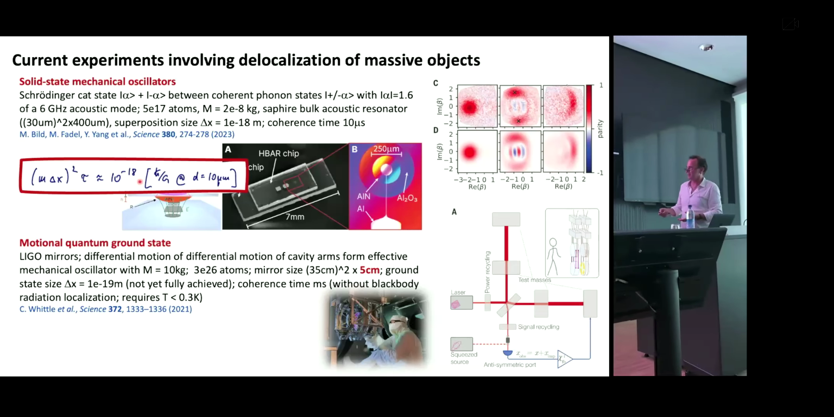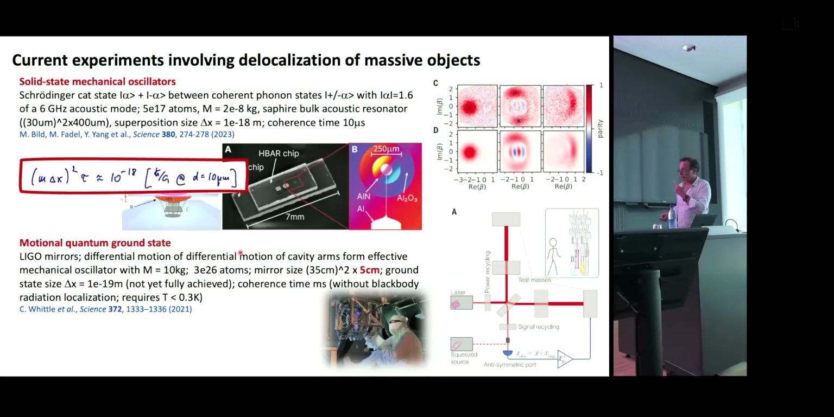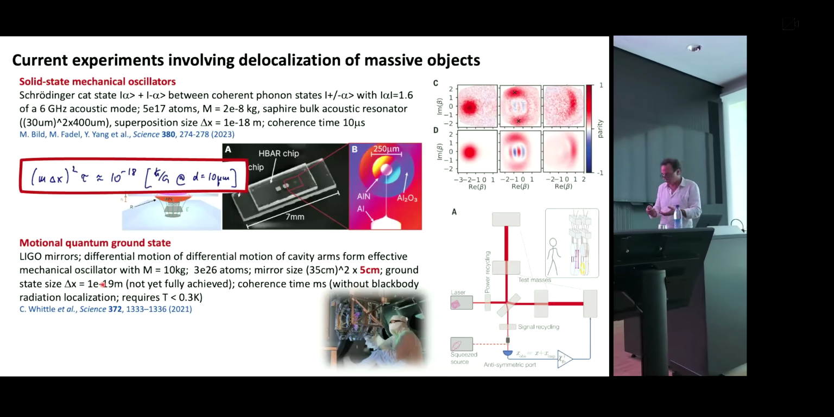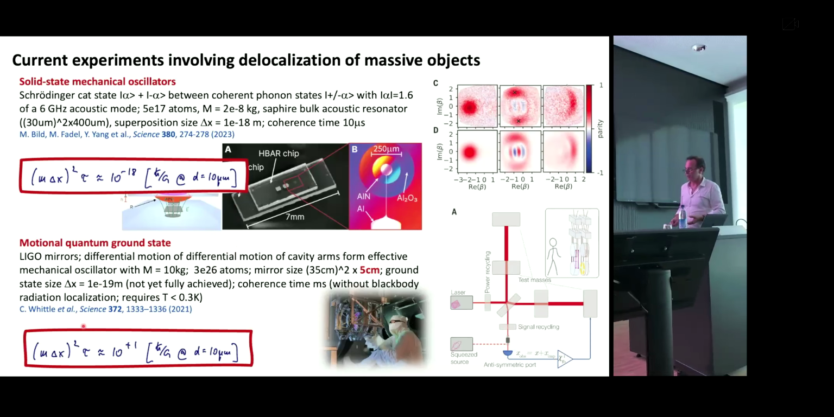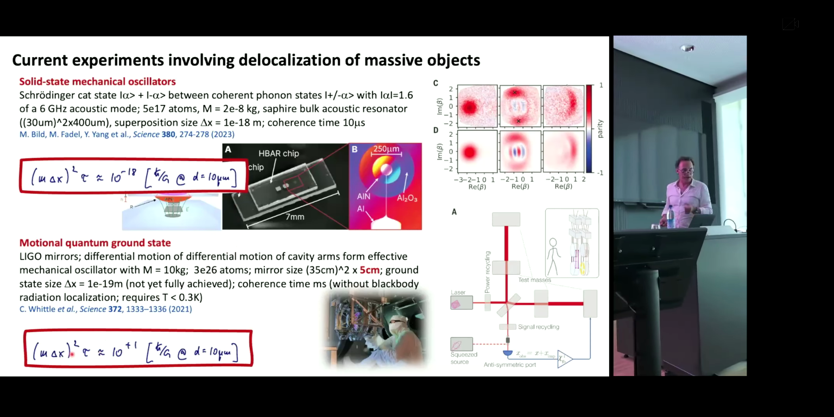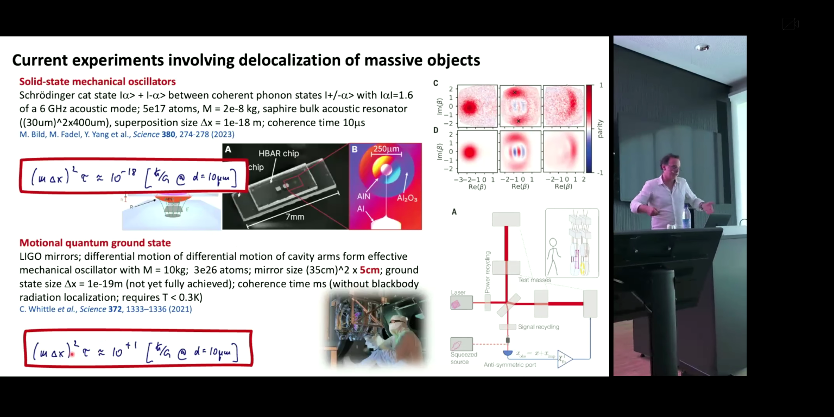So this is a 10 kilogram object, 10 to the 26 atoms. If you cool them to the quantum ground state, the delta X would be on the order of 10 to the minus 19. Okay, so let's assume they could do that. Then, well, look, there we are. Then we would be at 10 to the 1. However, I assumed now a hypothetical distance of 10 micrometer between the center of mass of two 5 centimeter large objects, which is nonsense, of course.